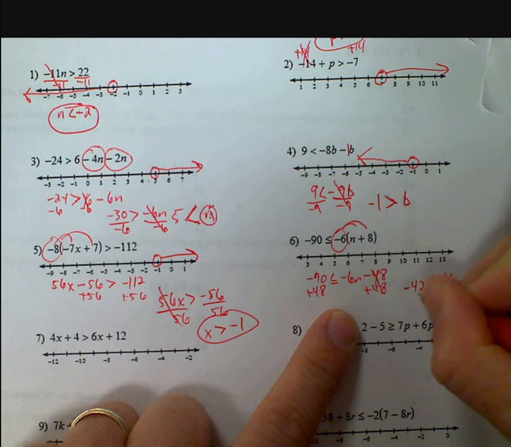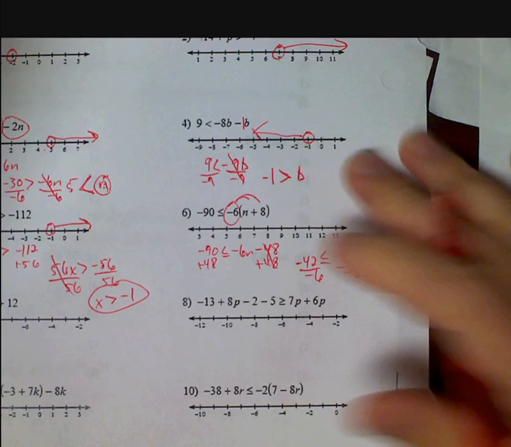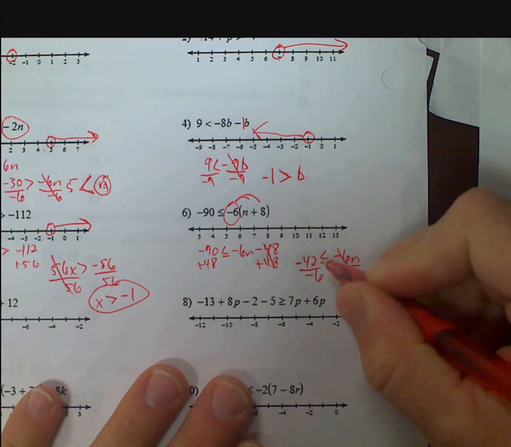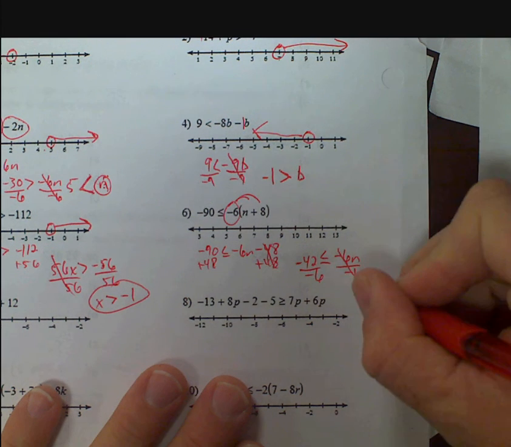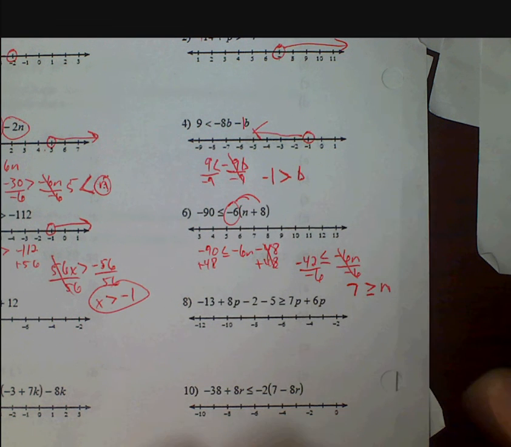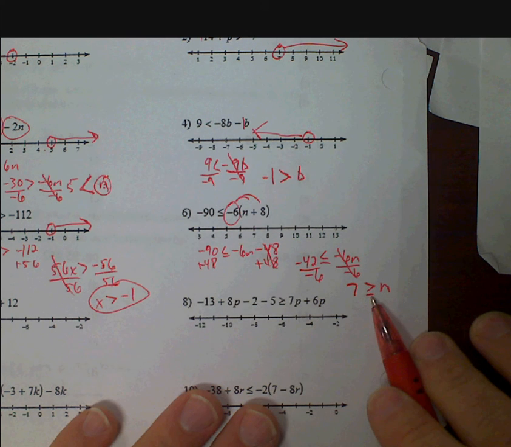Divide by negative 6, divide by negative 6. Now I divide by negative 6, which means I flip my sign. N is on the right side, and 42 divided by 6 is 7, positive. 2 negative signs make a positive. I read from the variable, so n is less than or equal to 7.